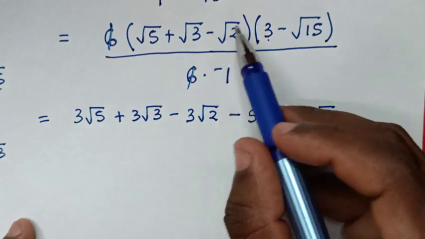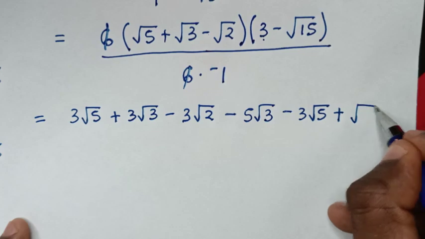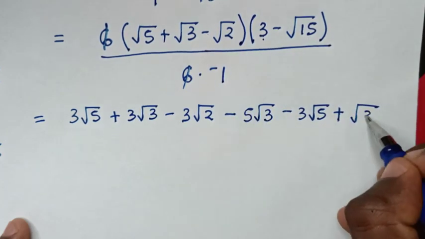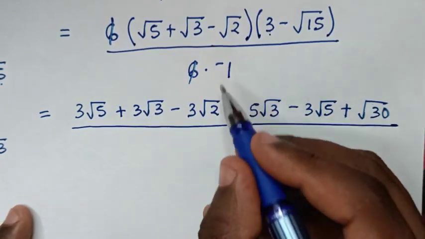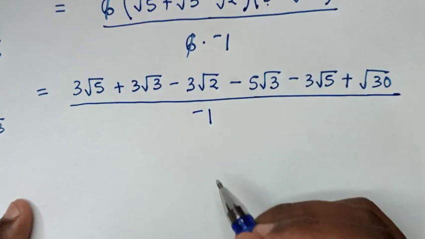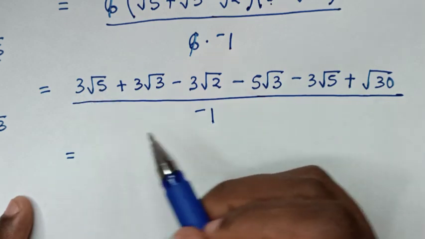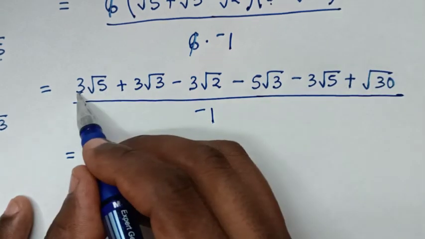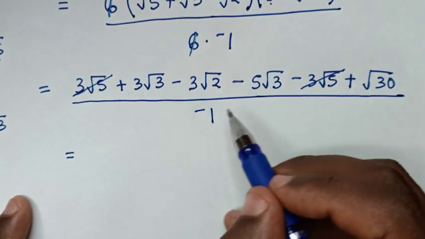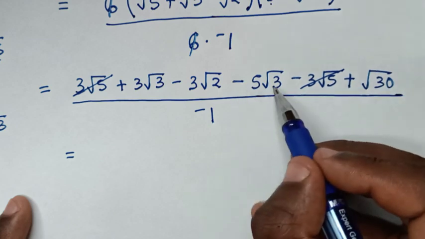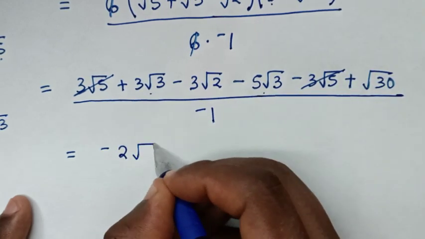Then here we have negative 2 times negative square root of 15. It is positive square root of 2 times 15, which is 30, over this negative 1. Then it will be equal to, in here, 3 square root of 5 minus 3 square root of 5 is 0, so this and this will cancel. Then 3 square root of 3 minus 5 square root of 3, it is negative 2 square root of 3.